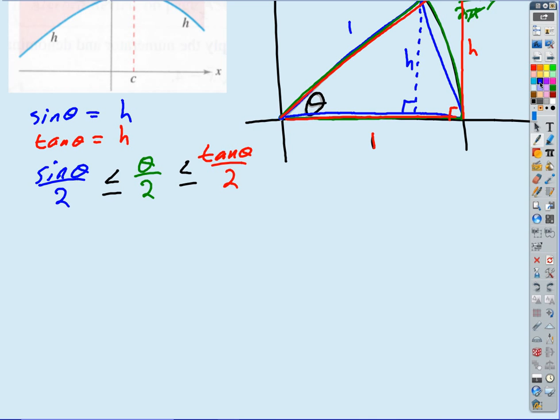So, and that's just going to be what, sine theta over 2 cosine theta? Okay.